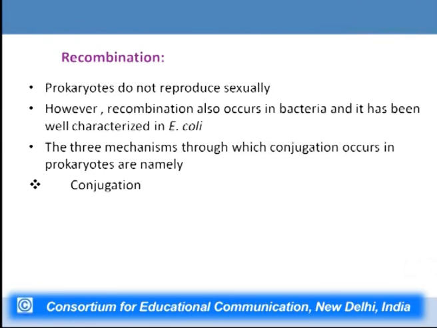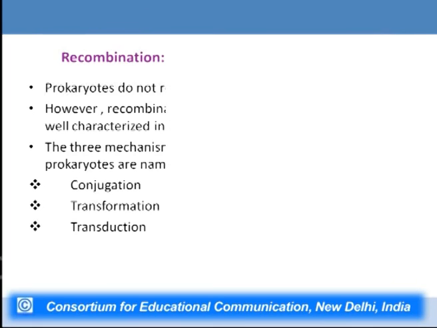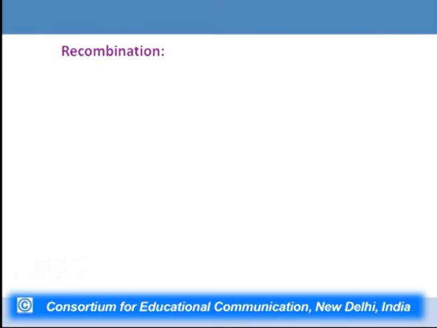So there are basically three mechanisms which are responsible for bringing about recombination in the genetic information of prokaryotes, and these are namely conjugation, transformation and transduction. These are three different mechanisms through which recombination occurs. Now, what is the difference between the three mechanisms, how are they different from each other? Though they are bringing about the process of recombining the genetic information, still the mechanism which leads to recombination is different in all three of them.